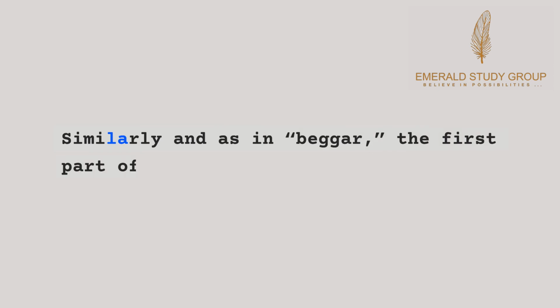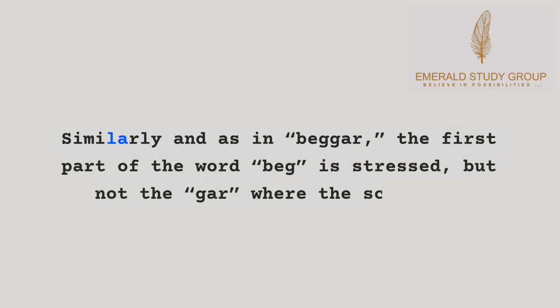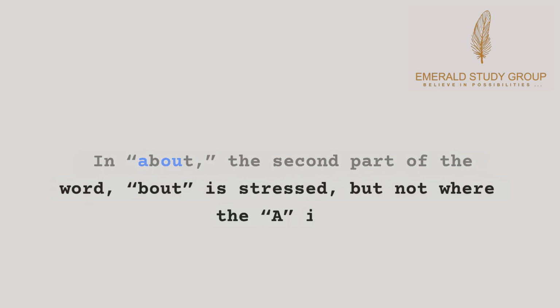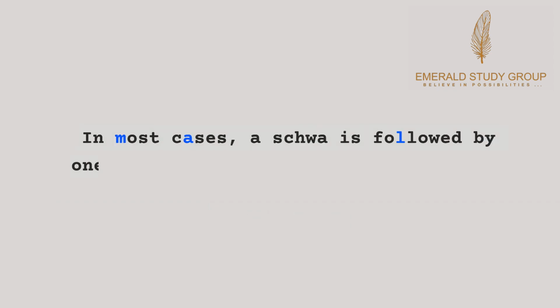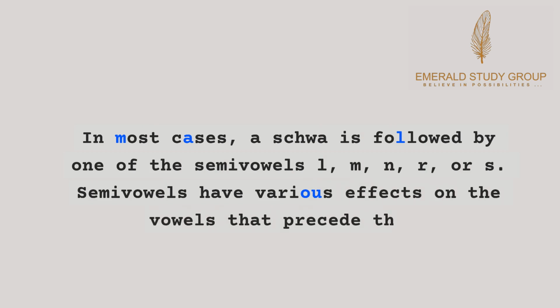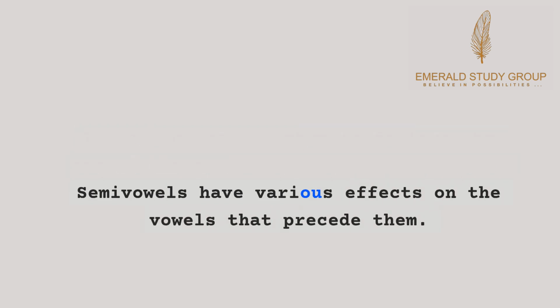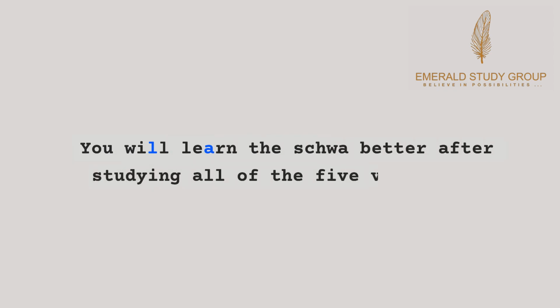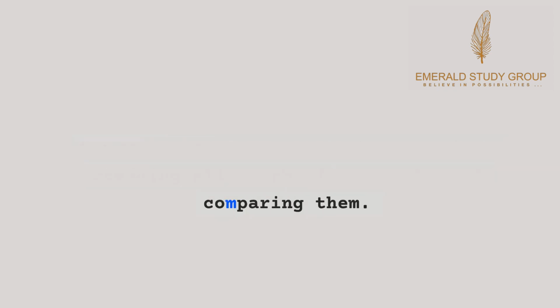Similarly, as in beggar, the first part of the word, beg, is stressed, but not the gar, where the schwa is. In about, the second part of the word, bout, is stressed, but not where the A is. In most cases, a schwa is followed by one of the semivowels L, M, N, R, or S. Semivowels have various effects on the vowels that precede them. The semivowel R is the most controlling out of the 5 semivowels. You will learn the schwa better after studying all of the 5 vowels and comparing them.